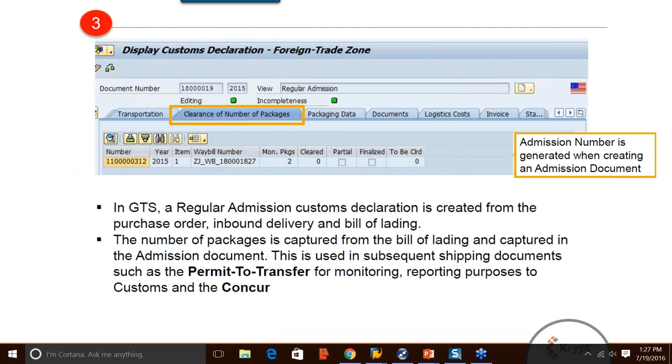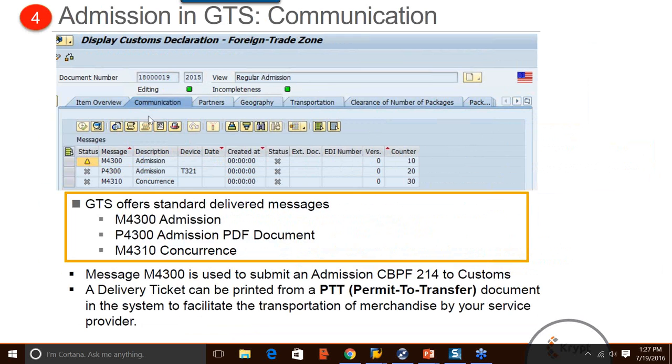All right, so we've created our admission. How do we communicate that? In the admission document, there's a communication tab at the header, and there are various messages available to send, depending on how the system is configured, the material, the process, and so forth. The standard messages that are delivered with GTS are this admission, an admission PDF, so if you need a paper PDF image of that admission, you can print that here, and also the concurrence message. These can be generated as electronic messages, or they can also be generated as documents, depending on your configuration. This message is used to submit directly with customs, the CF E214.